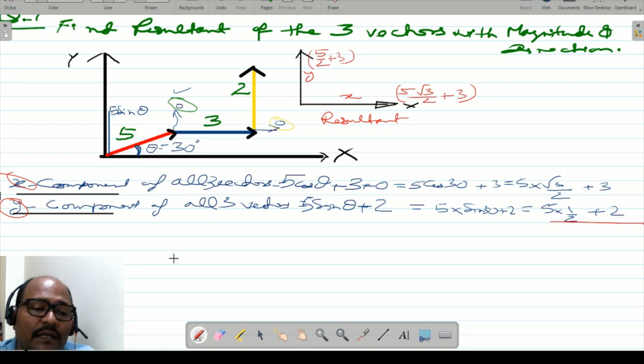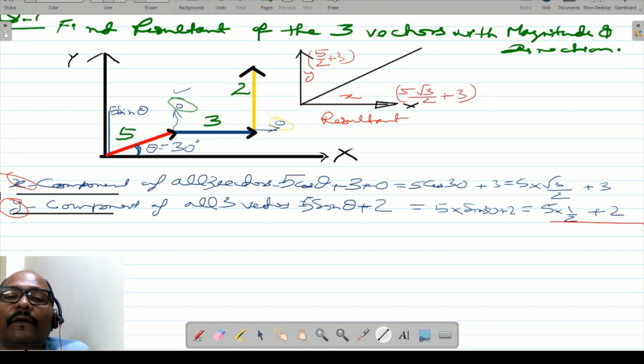Right, students? Now, what will be the resultant direction of this force? Definitely, when one is along x and the other is along y, then the resultant will come somewhere in between. Okay. And what will be the angle of that? It will make an angle of, let us say, theta. Not theta, mark it as beta.